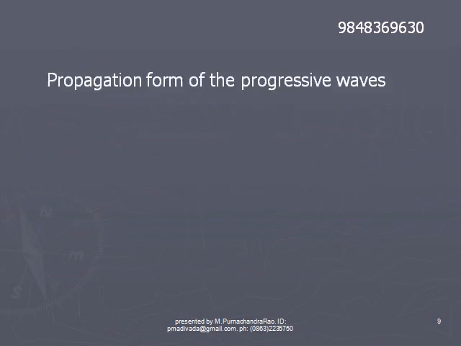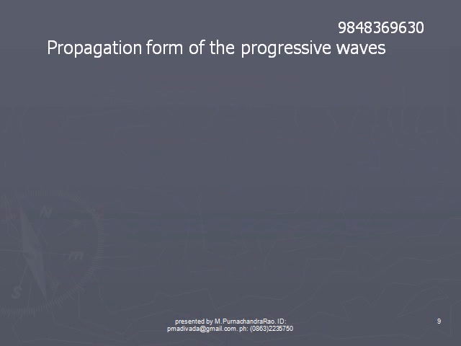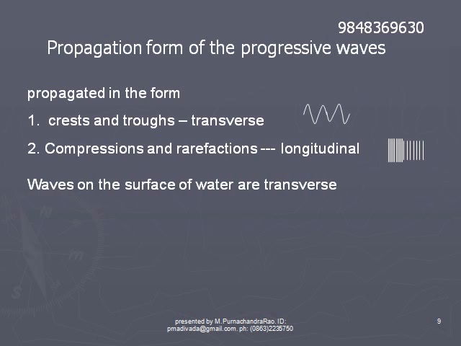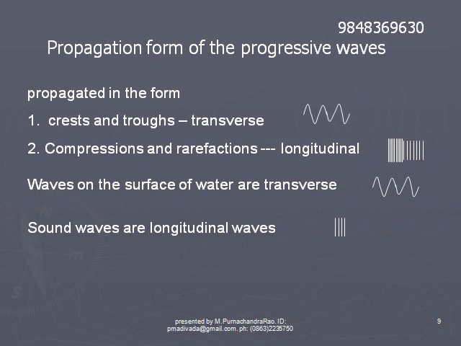Propagation of progressive waves. The form of propagation of the waves: when we take a transverse wave, it will be propagated in the form of crests and troughs. A longitudinal wave will be transmitted in the form of compressions and rarefactions. So the propagation takes place in the form of compressions and rarefactions in a longitudinal wave, and in the form of crests and troughs in a transverse wave.